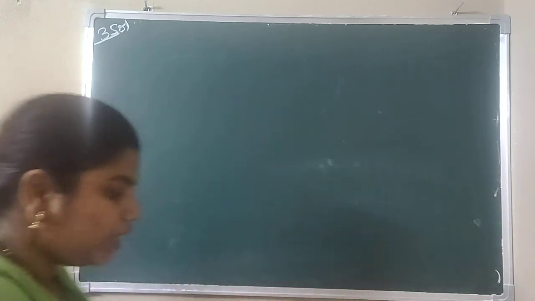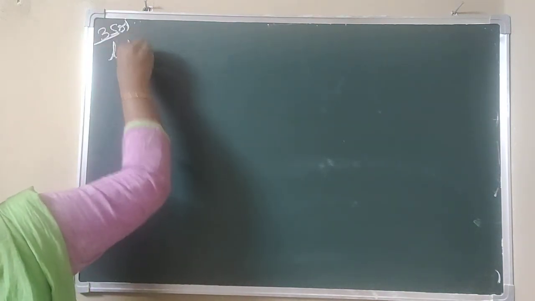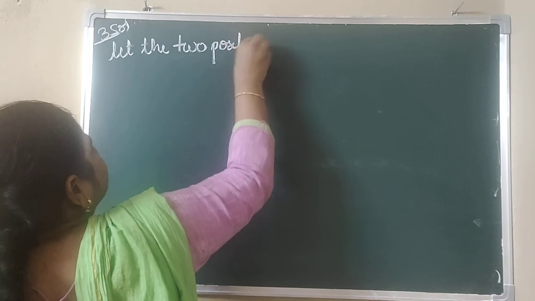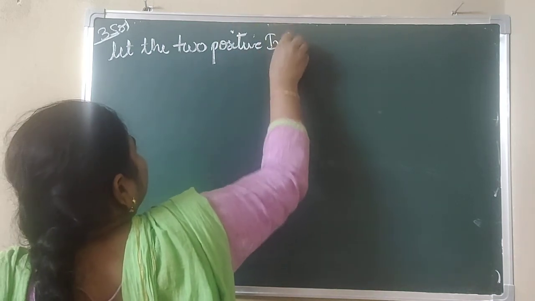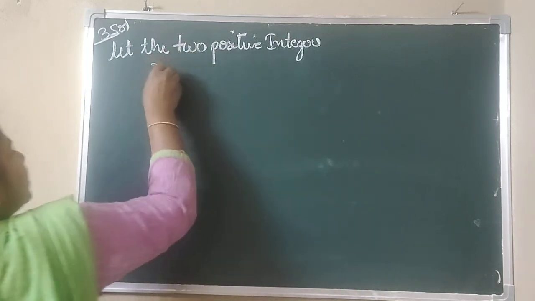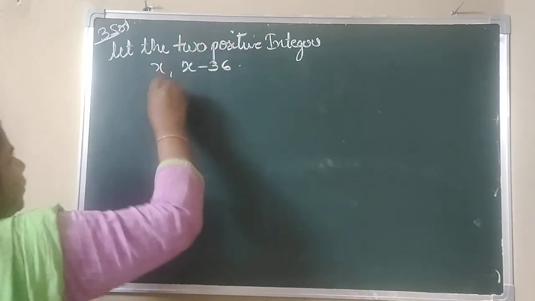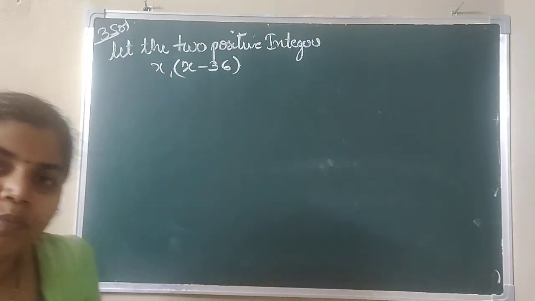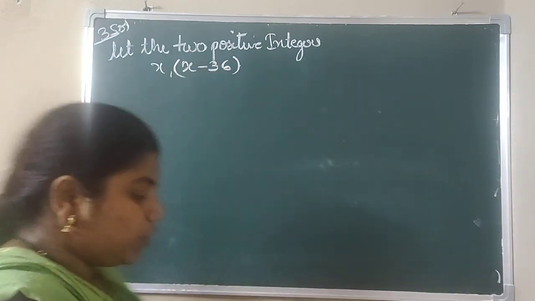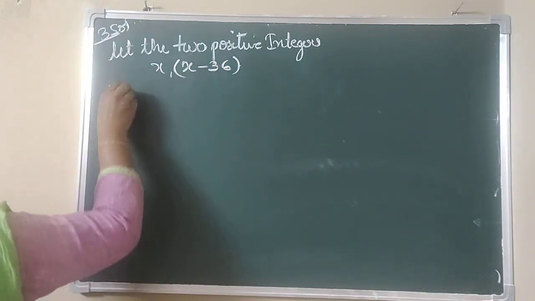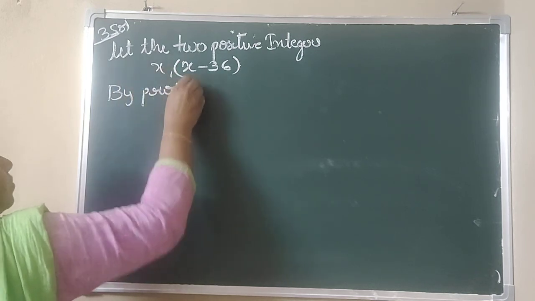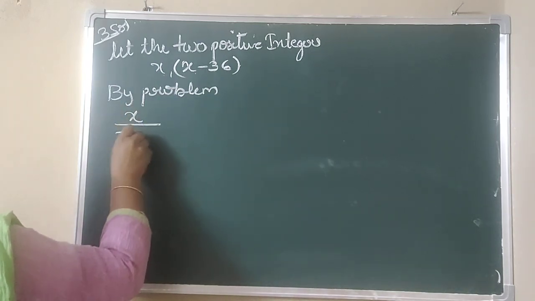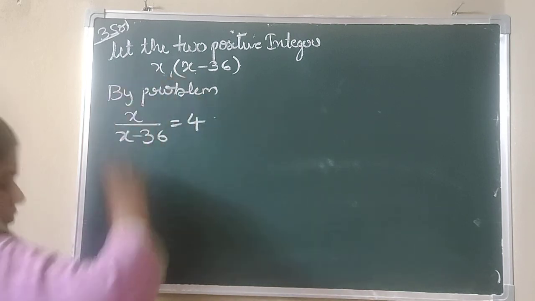So here, let the two positive integers be x and x minus 36. So these are the two positive integers. When we divide both of them, the quotient will be 4. So by the problem, if you are dividing these two, the result will be 4. That is, x by x minus 36 will be equal to 4.